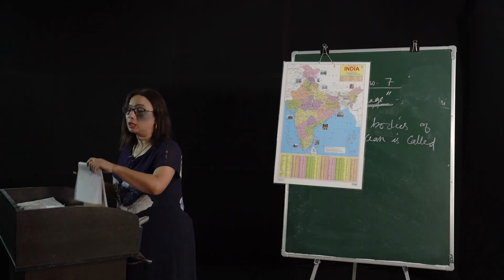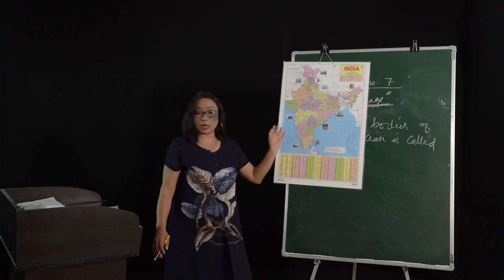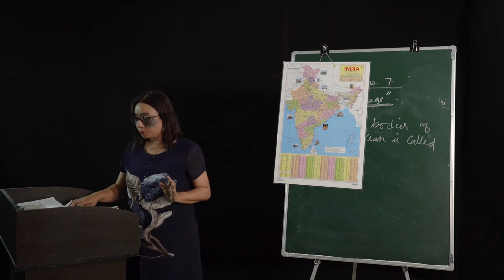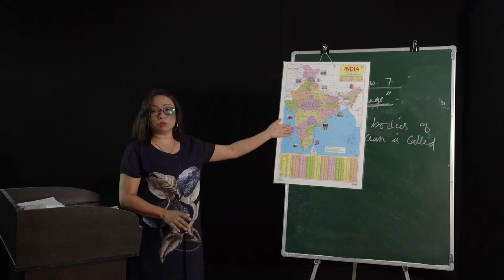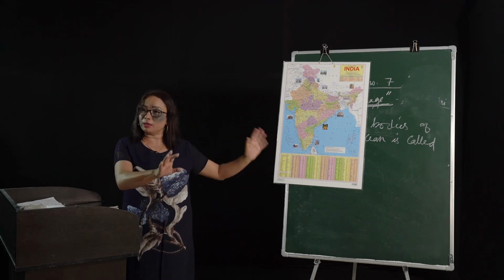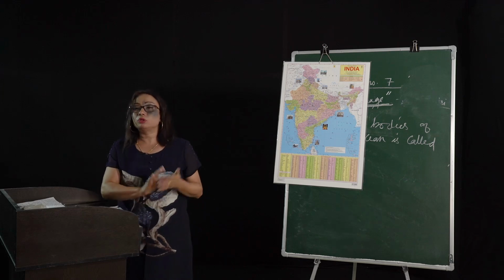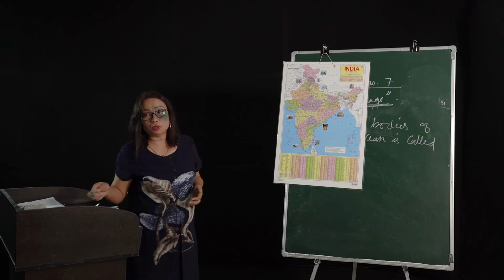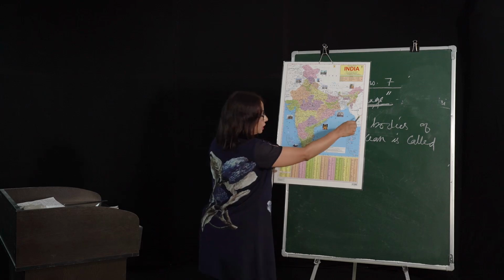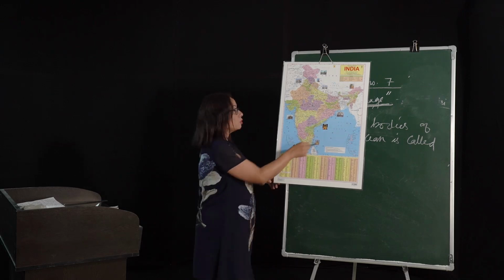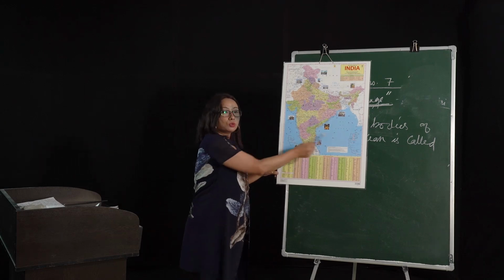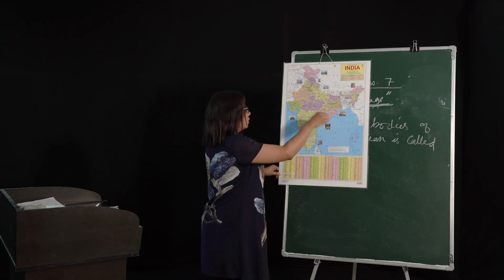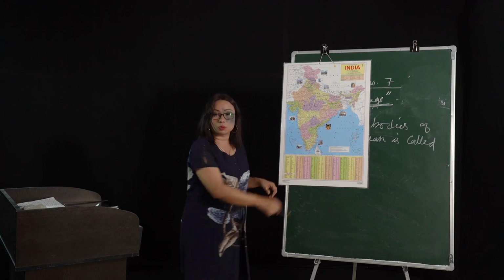Now, both the Bay of Bengal and the Arabian Sea form a natural boundary. It is not man-made, but a natural boundary on three sides. Three sides means on the west, on the east, on the south. This is a boundary of India. India does not have to create a boundary, this is a natural water boundary of India on the east, on the west and on the south.